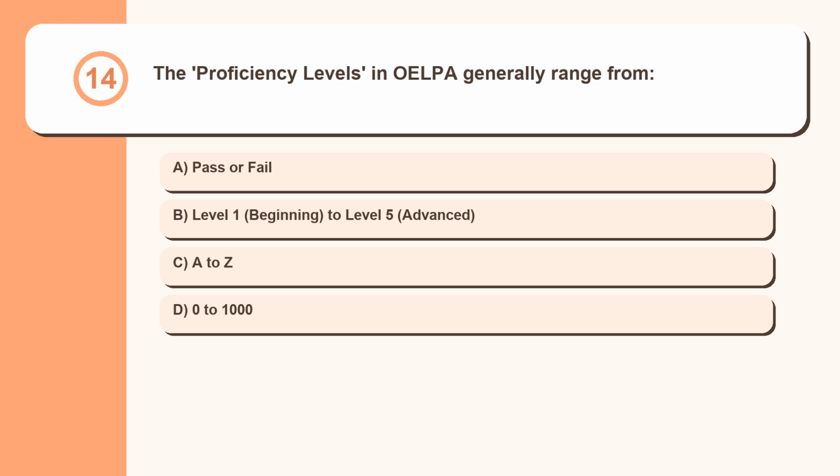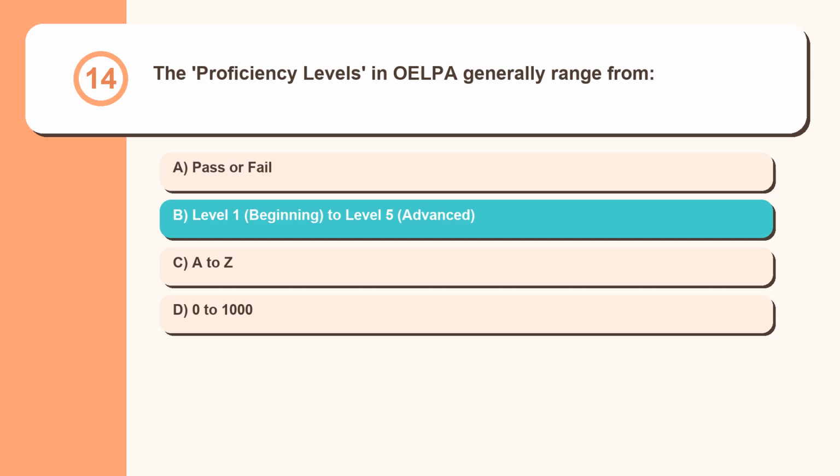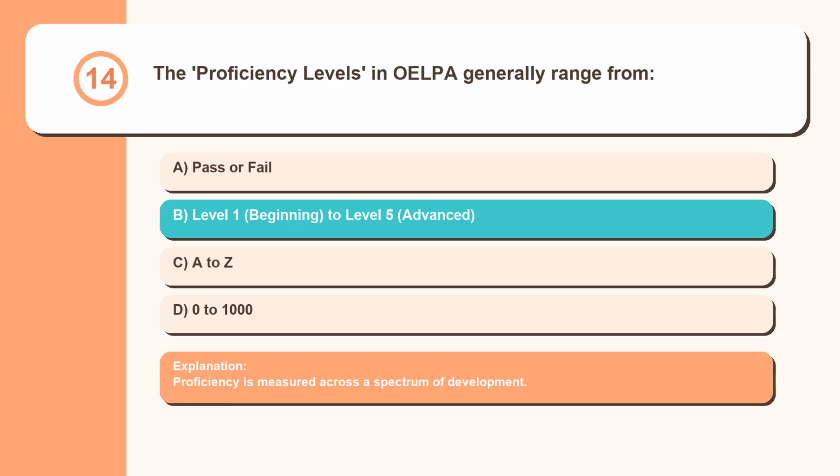Question 14. The proficiency levels in OELPA generally range from pass or fail, level 1, beginning, to level 5, advanced, A to Z, 0 to 1000. Proficiency is measured across a spectrum of development.